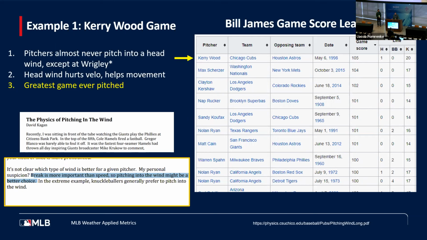Dave Kagan, a physics professor, has written an article on that, and he speculates that if you're a pitcher, you might choose the tiny bit of additional movement as opposed to a tailwind, which would give you added velocity and less movement. All right, another unique thing happened at Wrigley Field apart from that finding. The greatest game ever pitched was pitched there. Are those two things related?